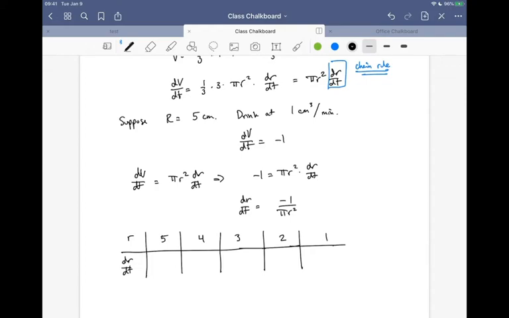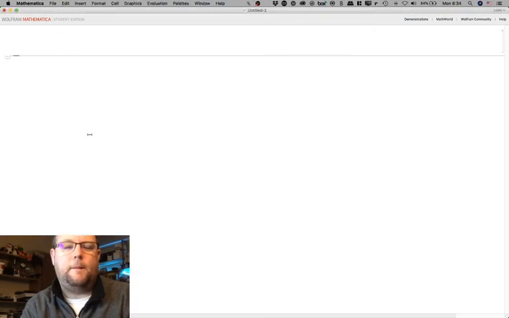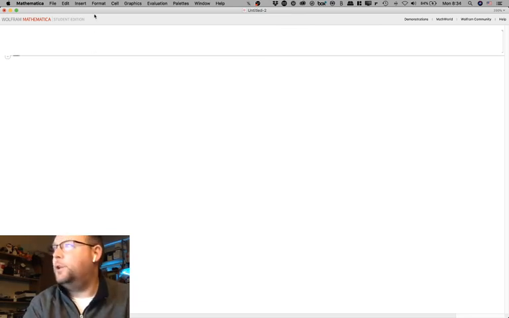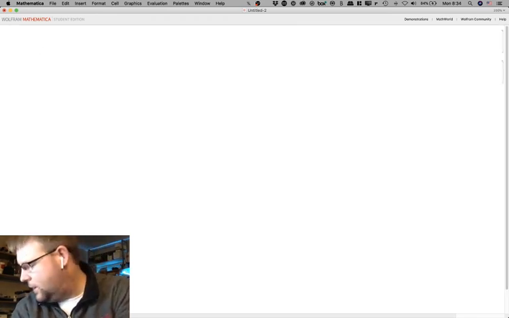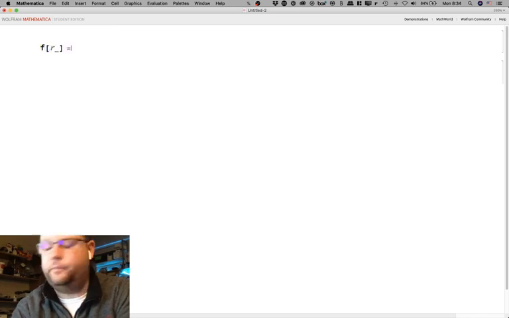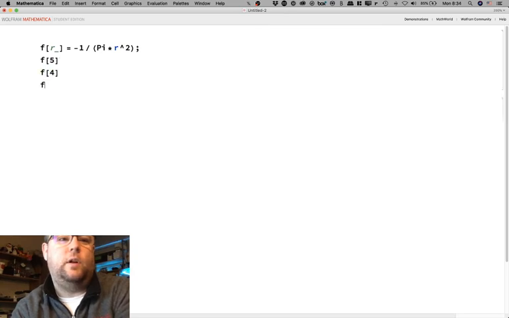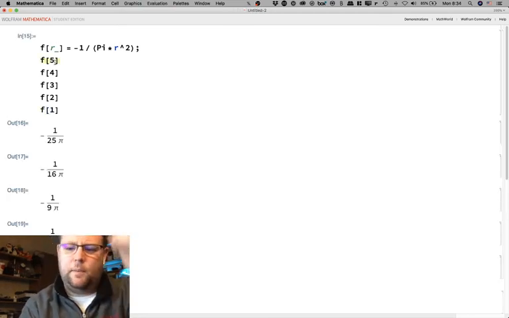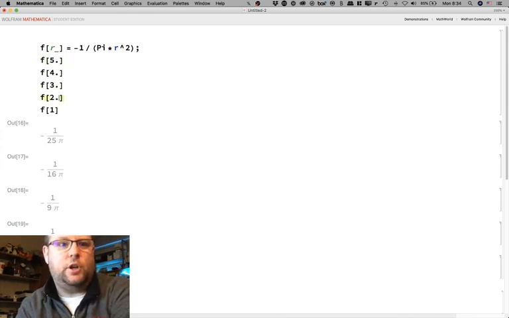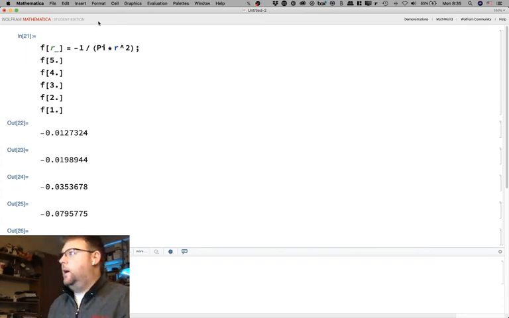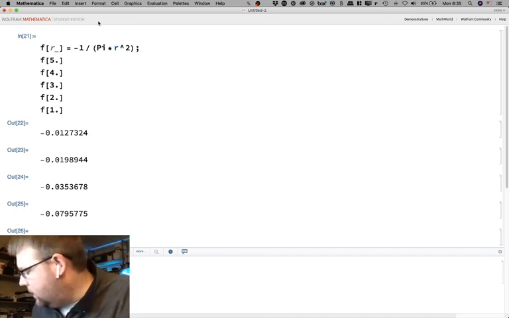All right, so let me get OBS switched over here. Okay, so sorry about the inception. What I'm going to do is define a function, and it's negative 1 over pi times r squared. And then I just want to compute f of 5, f of 4, f of 3, f of 2, and f of 1, and I get those numbers there. Just for sake of demonstration, I'm going to put a decimal in so that it gives it to me as a decimal. Okay, so if I plug all those in, I'll write them in on the iPad real quick.